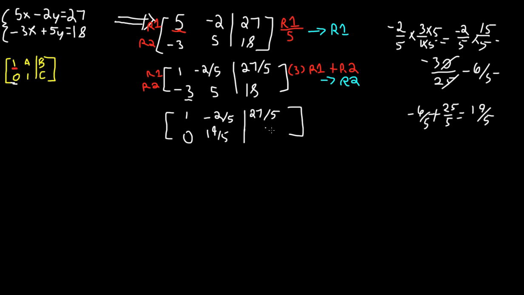Now let's do the third column. 27 over 5 times 3. What's 27 times 3? 27 times 3 is 81. So 27 over 5 times 3 equals 81 over 5. And we're adding 18.